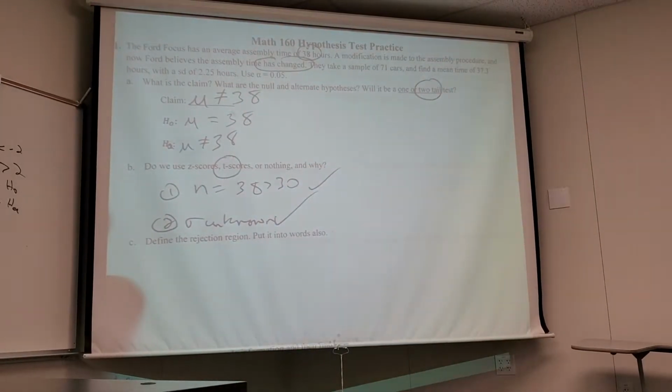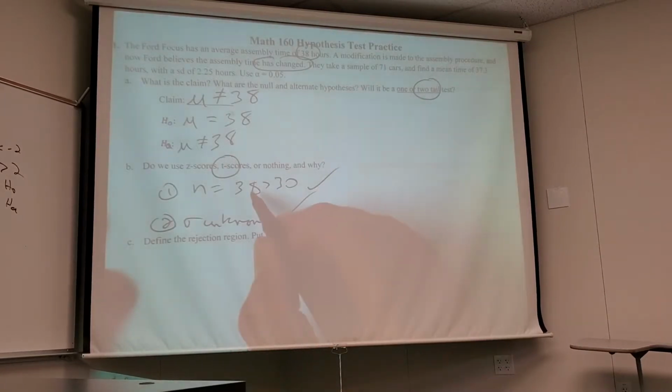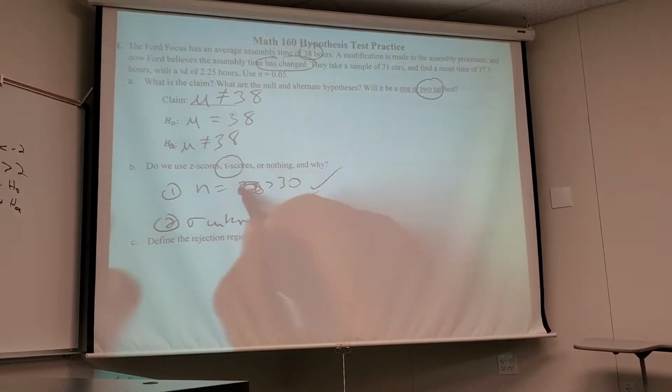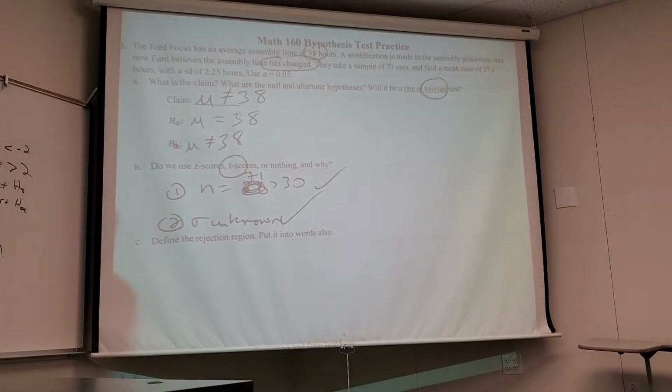Take N's. Then I use 81. Sorry? N is not 38. What was that? 71. Thank you. I did that way too fast.